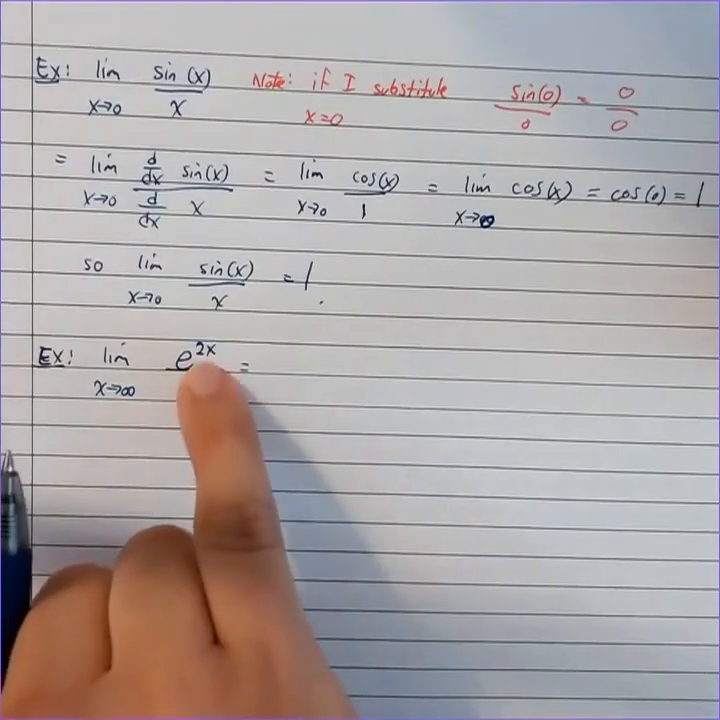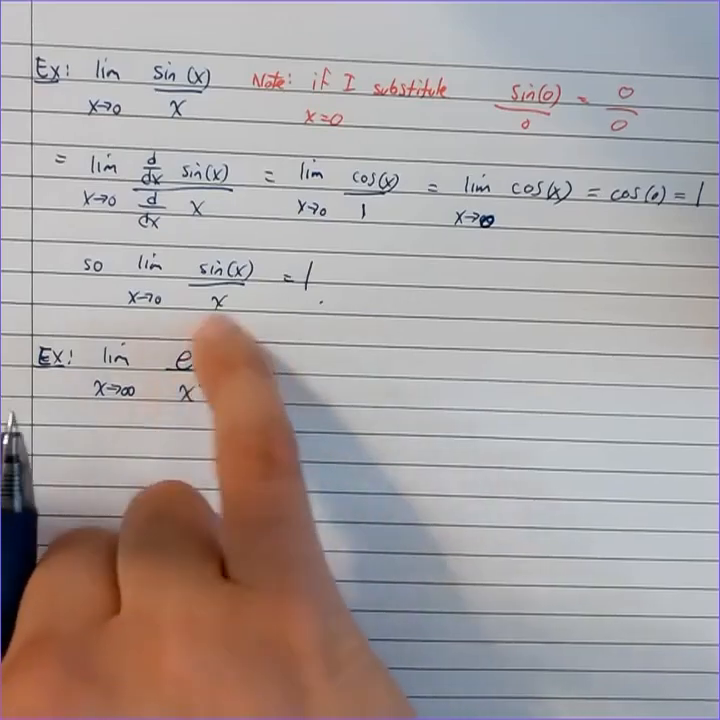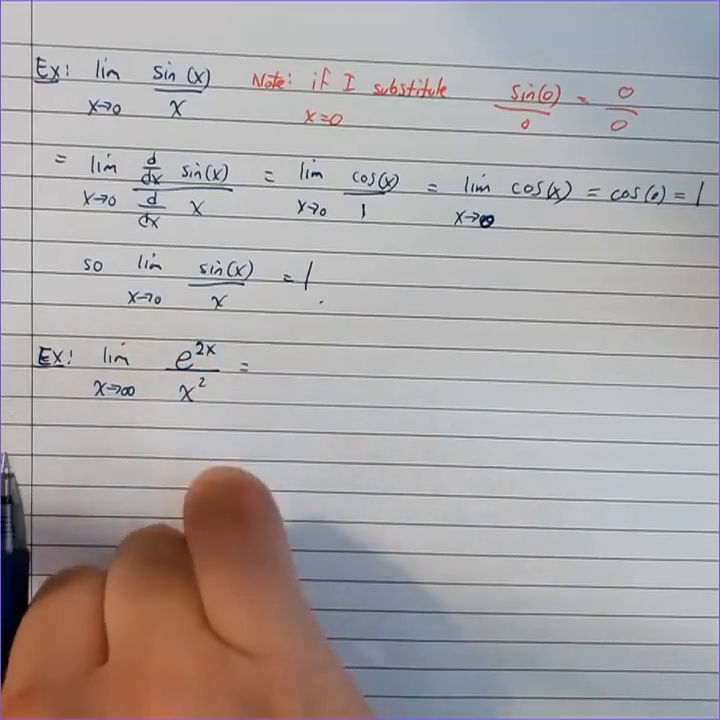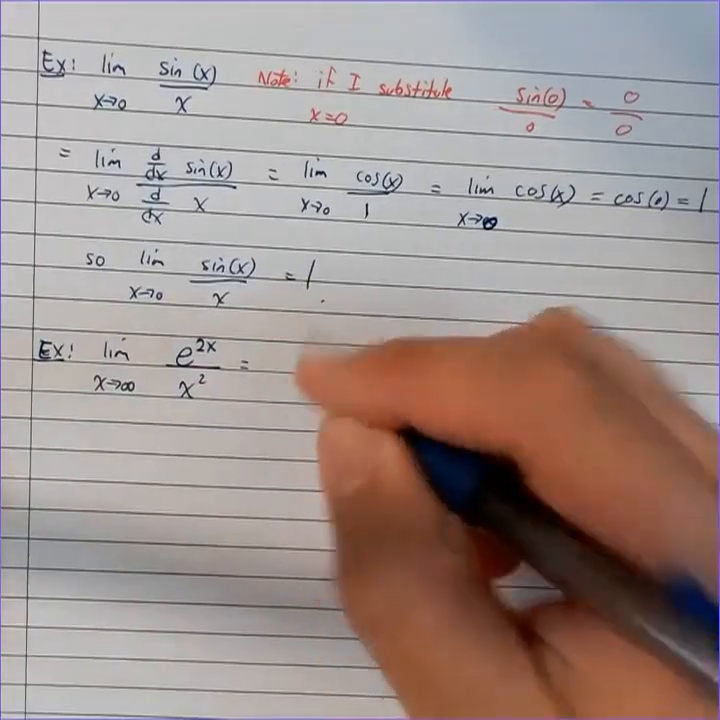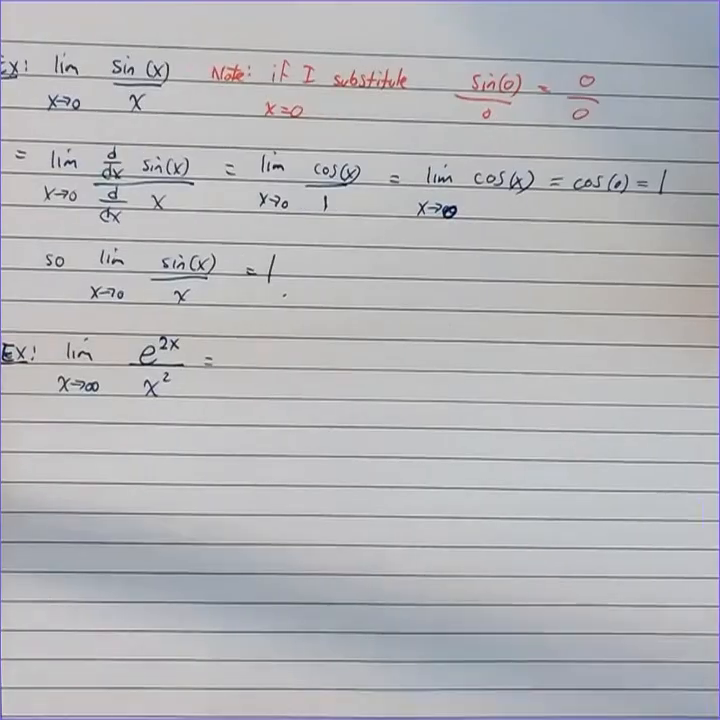It would give me e to the infinity over infinity. It would give me something infinitely big over something infinitely big. That's nonsense. If you write infinity over infinity, that's not even wrong. Right? It's a non-answer.